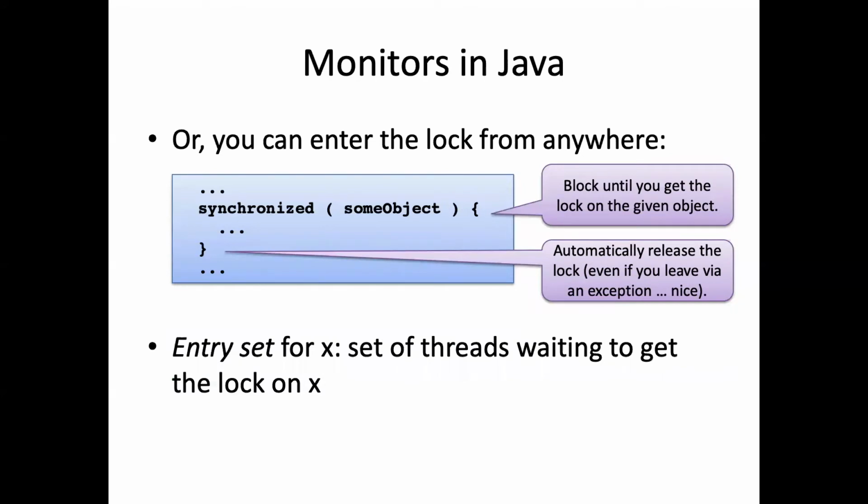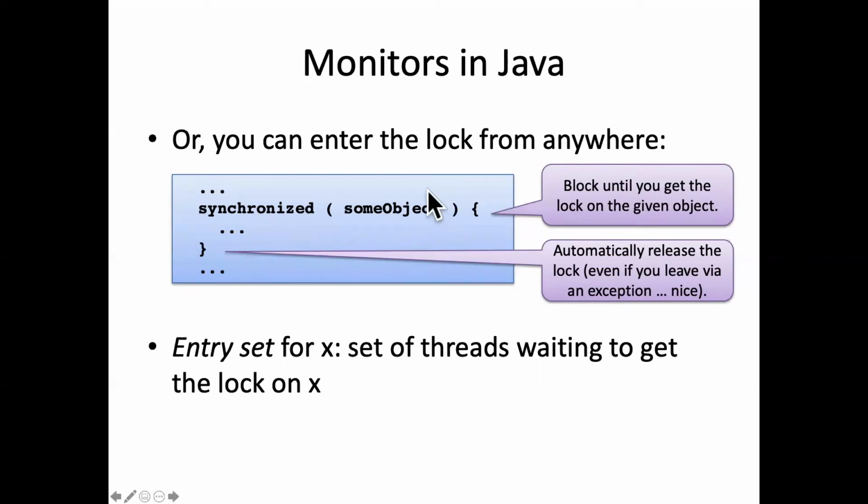Or you could do this trick. This is called a synchronized block. If you need to access shared data in an object, and you just want to acquire the lock without entering an object, you can just put the keyword synchronized inside any code. Then as a parameter after that, you can pass in the object you want to acquire a lock for. And this will acquire the lock on whatever object you ask it to.